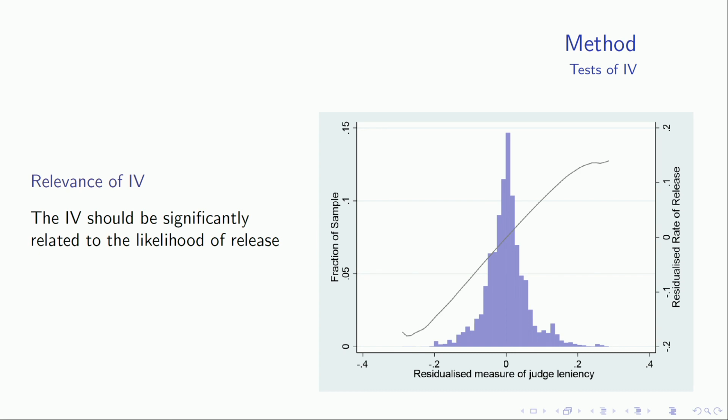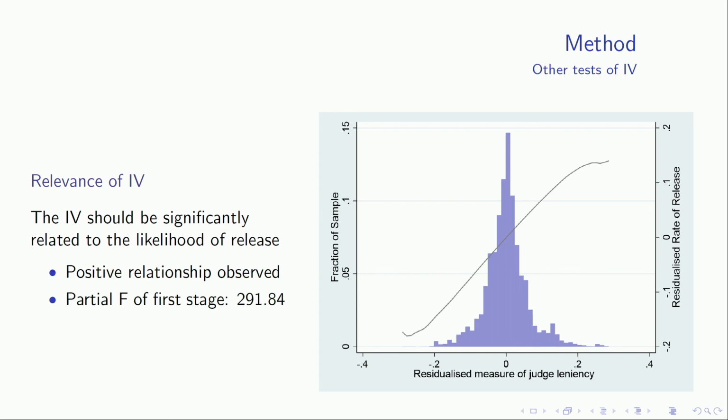The histogram shows you the distribution of this residualized measure of judge leniency. As you can see, it's fairly normal. On the top, I've overlaid the relationship between judge leniency and someone's likelihood of release. On the left of the distribution, you would have the severe judges, and as you can see, if you have a severe judge, you're less likely to be released. On the right side, if you have a lenient judge, you're more likely to be released. And it's pretty smooth going from there.